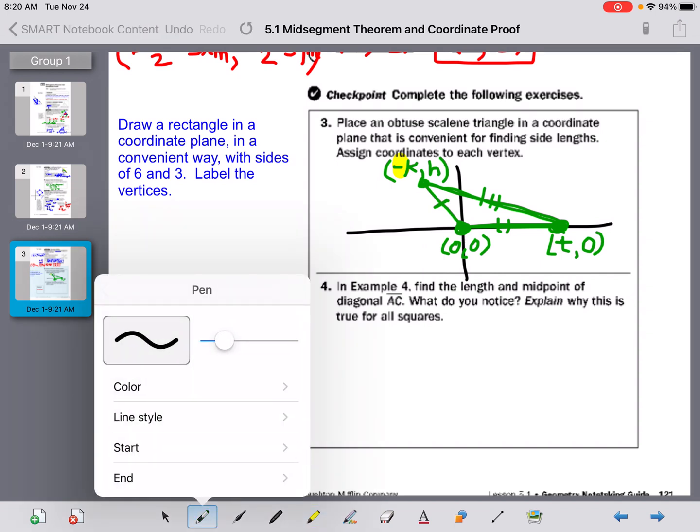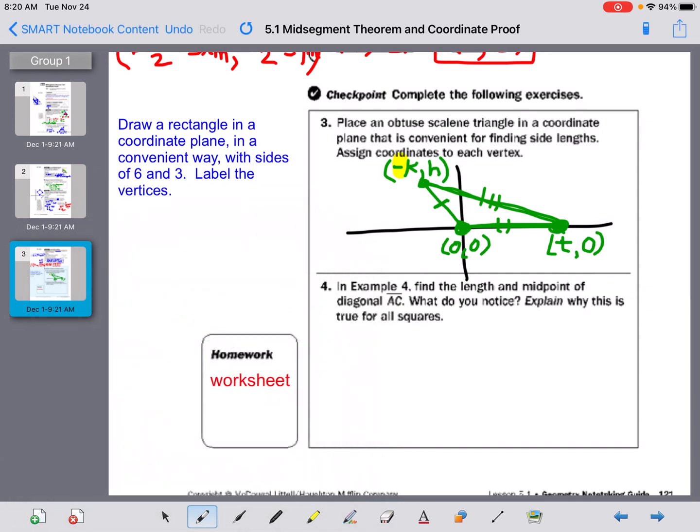Okay, let's go to the margin. It says draw a rectangle in the coordinate plane in a convenient way with sides of 6 and 3. Label the vertices, okay? Can't stress this enough. It's on your worksheet tonight. Label the vertices. If you just draw it, it's pointless. There's no reason for just drawing something. The labels, the ordered pairs, are the most important thing we can put on there, okay?